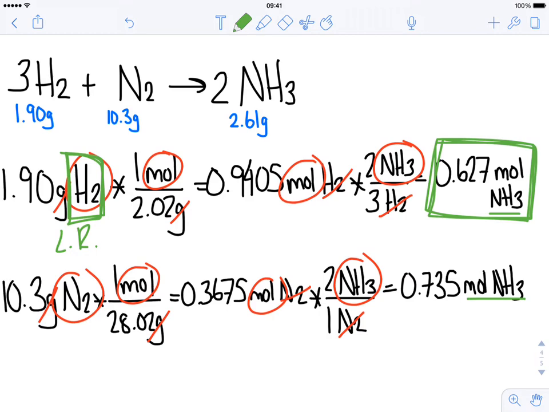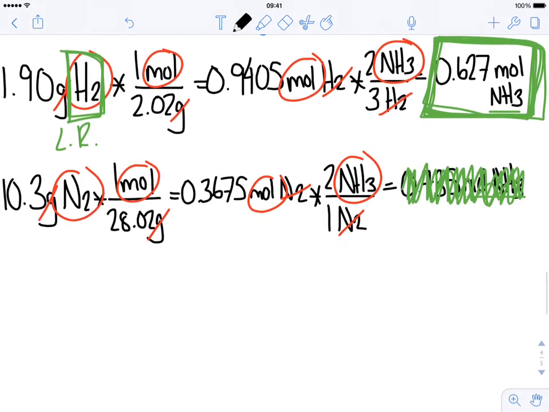Now, what we have to do is take this amount of NH3, this 0.627 moles of NH3, and turn it into grams of NH3, and that will give us our theoretical yield. Since we know that this is the maximum amount of NH3 that we can produce, we don't care about this other number anymore because we don't have enough ingredients to produce it. So we're not going to go any further with it. We're only going to look at the maximum amount of NH3 which can be produced, which is dictated by our limiting reactant.